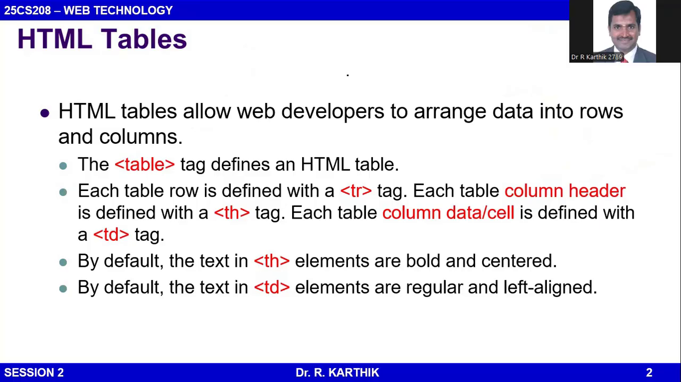The basic table tags are: table is the tag that is used to create a table. Then create rows with the help of TR, table row. Headers go with TH, table header. Then data cells go with TD. If you want to add titles to the table, go with the caption tag. So these are the tags that support creating tables.